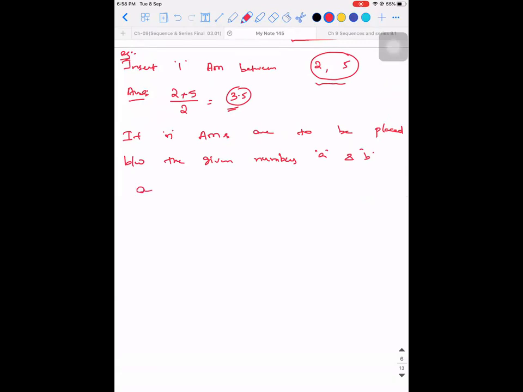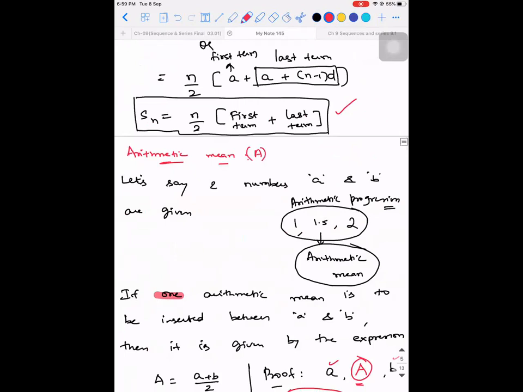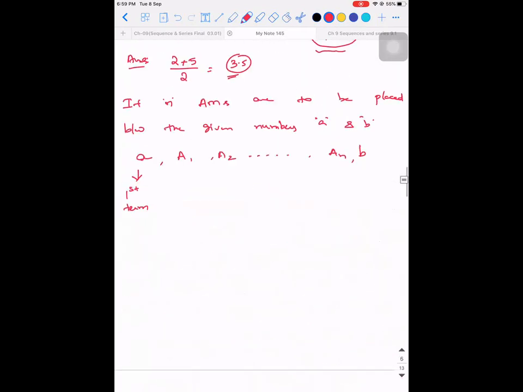Yes, sir. So if A is one number, B is another number, between A and B, how many arithmetic means are expected? It is n. I hope this is clear. Now, this is the first term. Remember, arithmetic mean is represented by the symbol capital A. So this is the first term, A1 will be the second term, this will be the third term, An will be the n plus 1th term, and B will be the n plus 2th term. I hope this is clear.